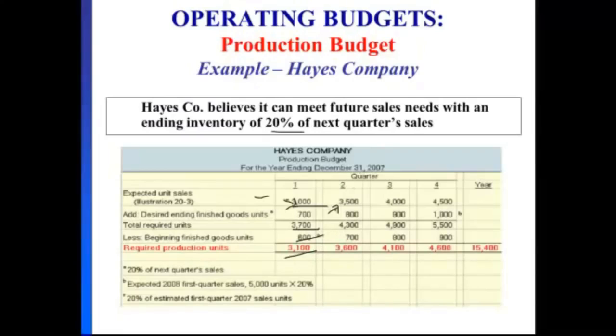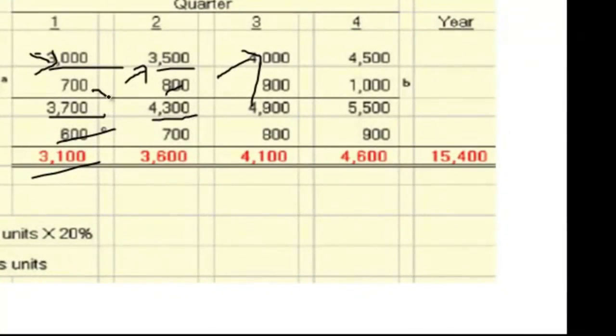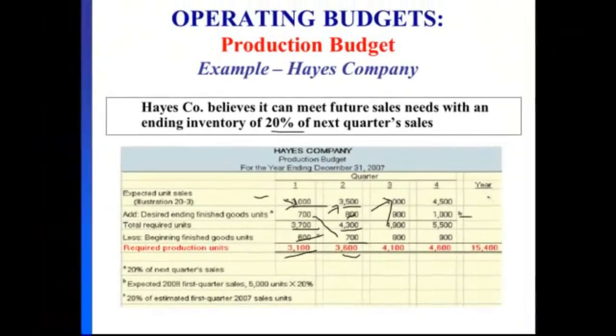Now in the second quarter, there's my sales, what I'm going to need, and I must end up with 20% of next quarter's. So 20% of 4,000 is 800. So in total, I need 4,300. But the ending inventory last quarter is the beginning inventory this quarter. And so therefore, I only have to produce 3,600. And you follow that all the way through. Now, here you need to know what the sales are going to be the first quarter of the next year. And they tell you, expected sales first quarter next year is 5,000 units. So 20% of 5,000 is 1,000. That's how they get the 1,000.